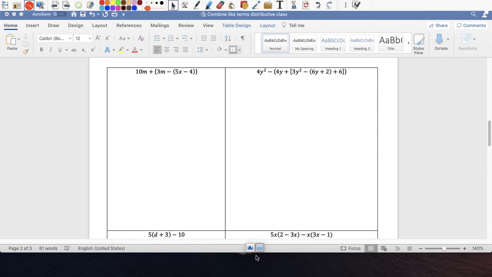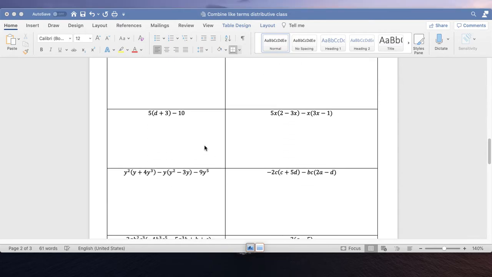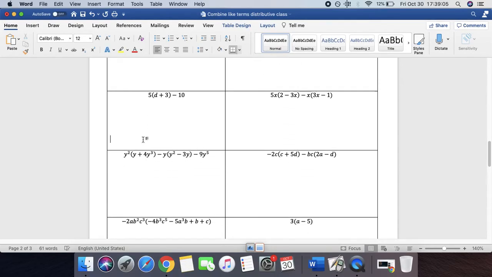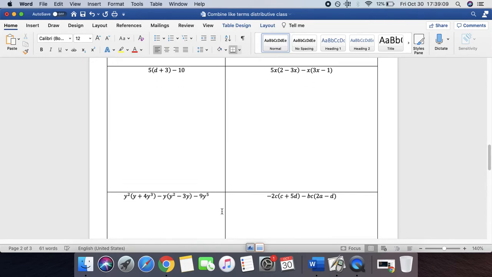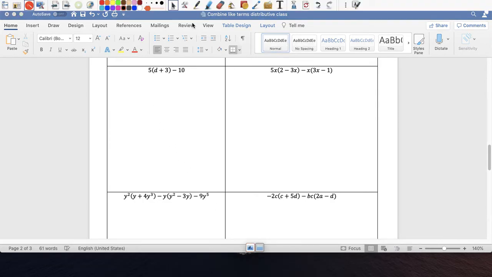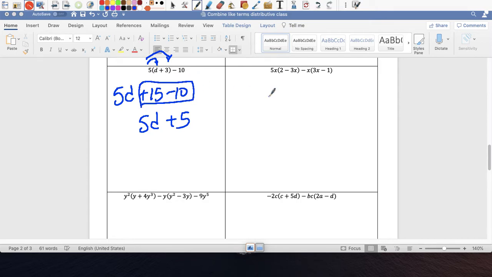Alright, so again, you just have to be careful, nothing else. Okay, continuing. We're going to do the distributive property again. So 5 times d is 5d. 5 times 3 is 15, they're positive, nothing to worry about here. 5d plus 5, that was easy. Right, combine these two, we get plus 5.